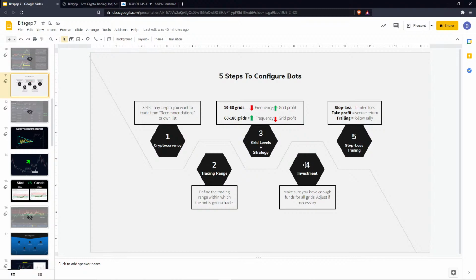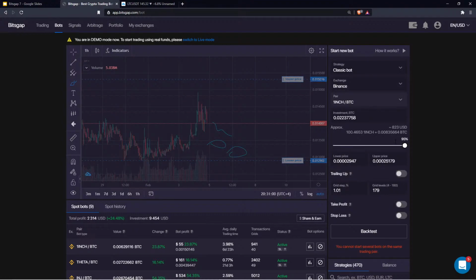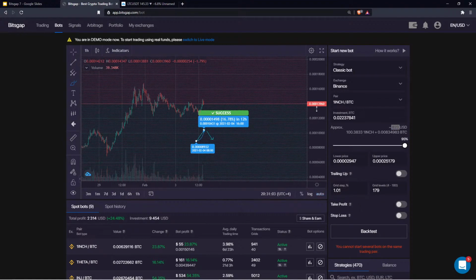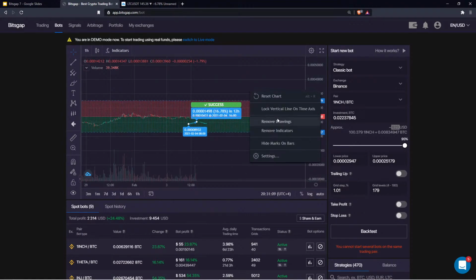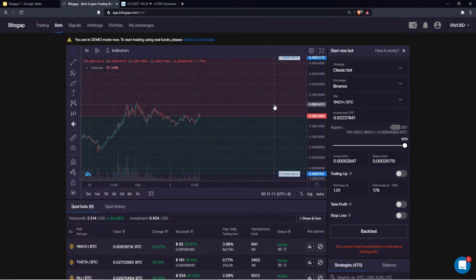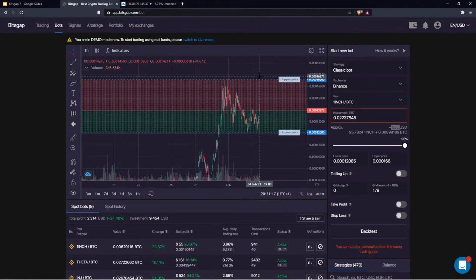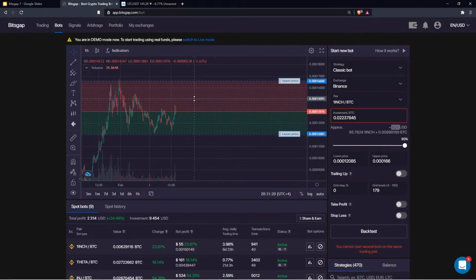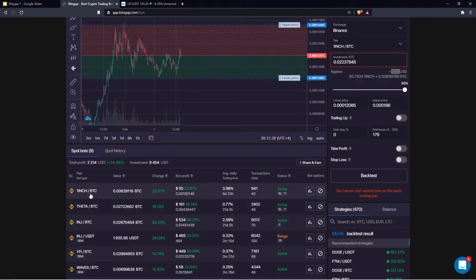With investment, that's the fourth step. We decided to stick with what? I remember 820, right? So yeah, here we go. Let's remove drawings. So yeah, that's basically it: the trading range and the investment that we set. By the way, I already have this coin trading, so that's why I need to stick with another crypto.